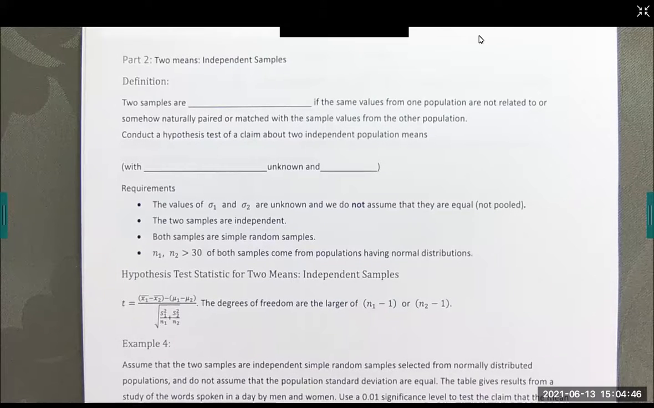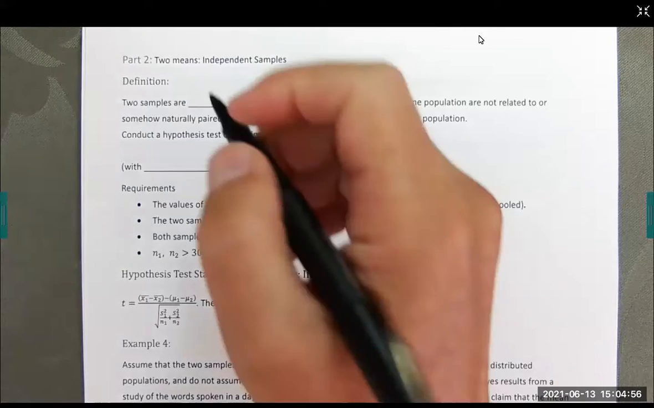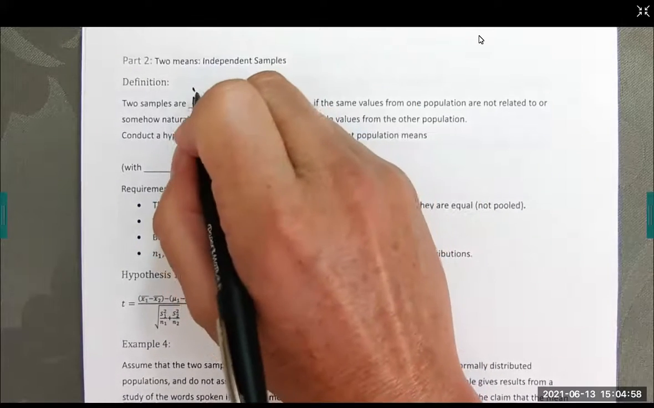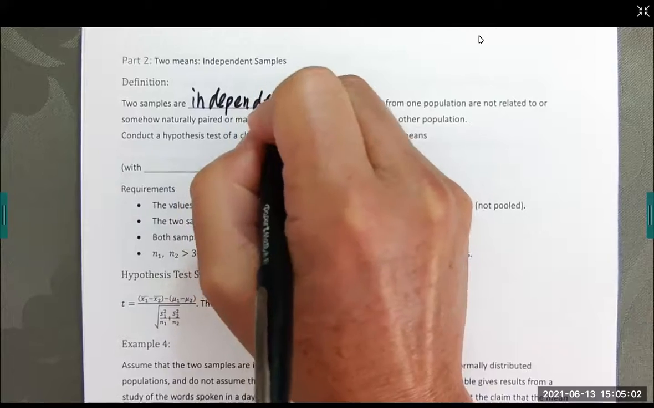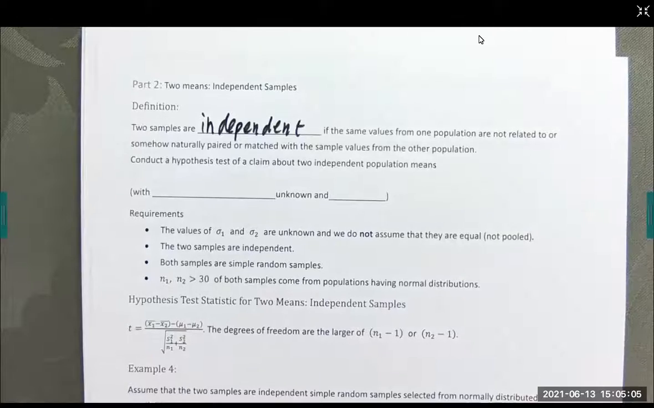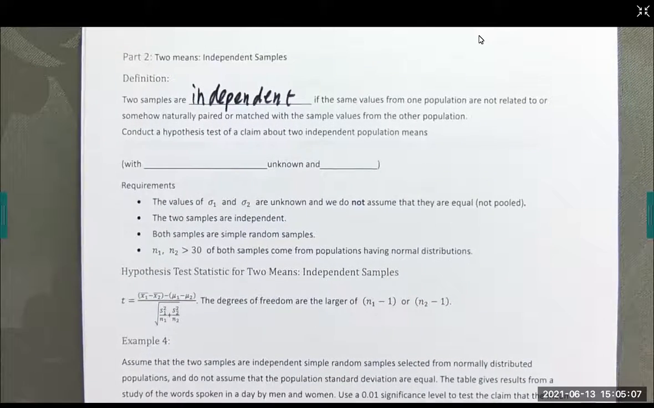Welcome back, everyone. This is Chapter 9, Section 2, where we are talking about two means that are independent of one another. And let's start with that. Two samples are independent if the sample values of one population are not related to or somehow naturally paired or matched with the sample values of another population.